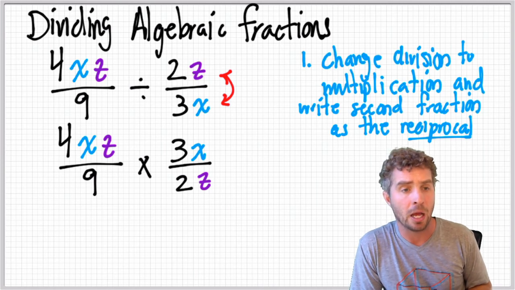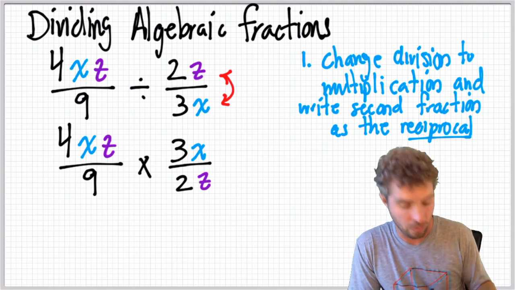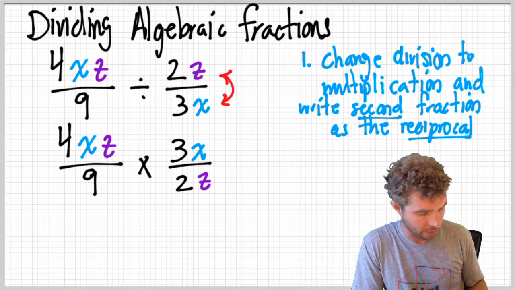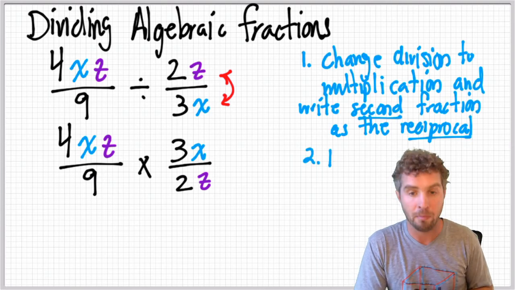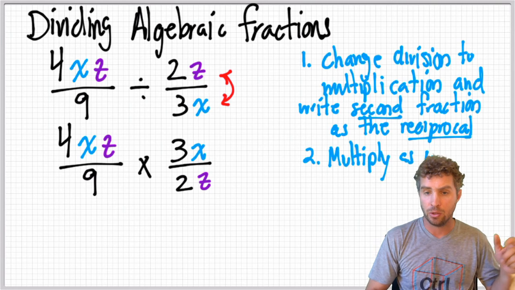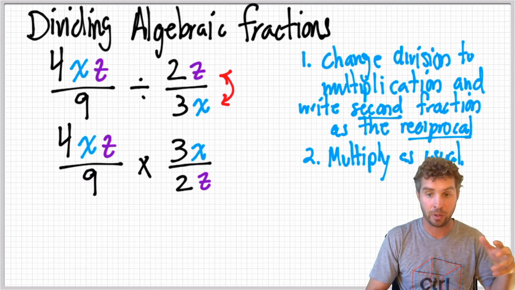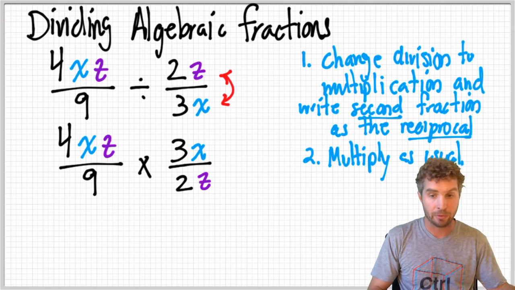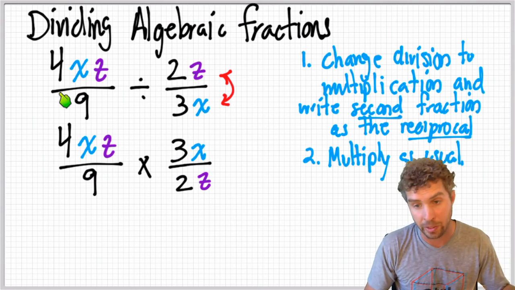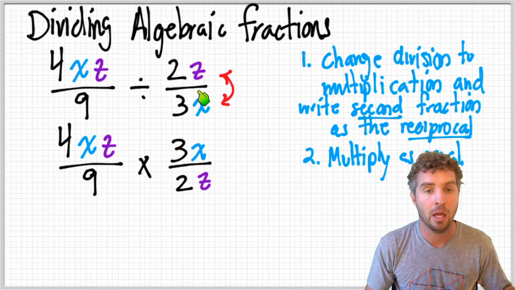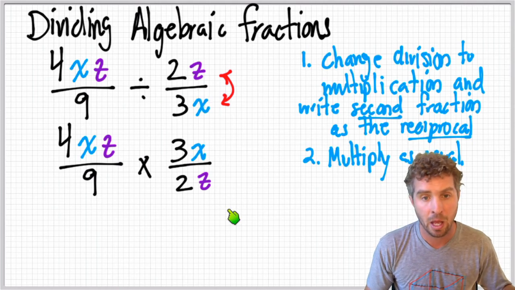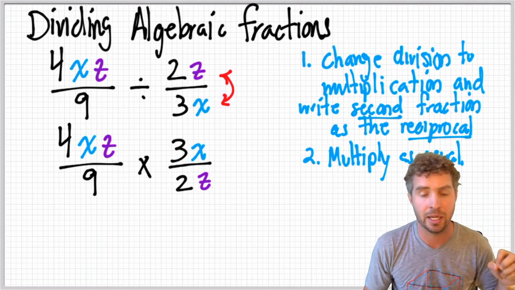So we're going to write this as 3x over 2z. And now the next step is literally just multiply as usual. I've underlined the word second here because it is important. One thing people ask: do we flip the first one? Do we ever flip the first one? No, we never flip the first one. We always and only flip the second one. We only write the second fraction as its reciprocal.